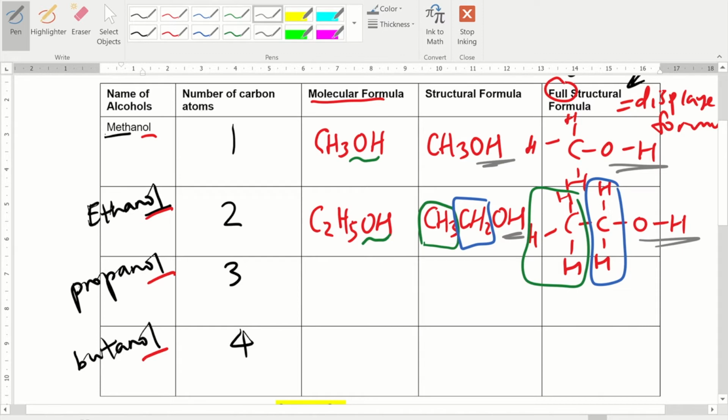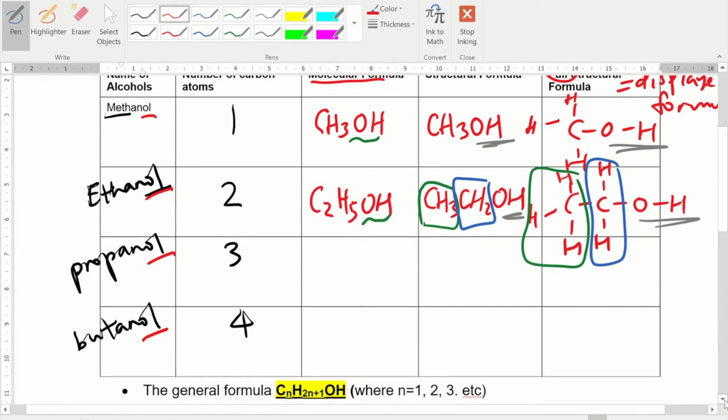So we'll try again. Let's take a look at propanol. Propanol has 3 carbon atoms. So I also draw 3 first, and then the last one with the OH group, and I fill in all the hydrogen inside.